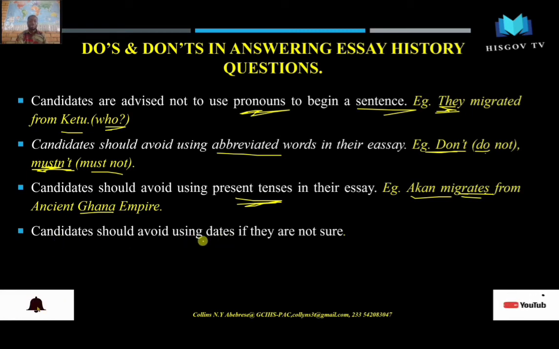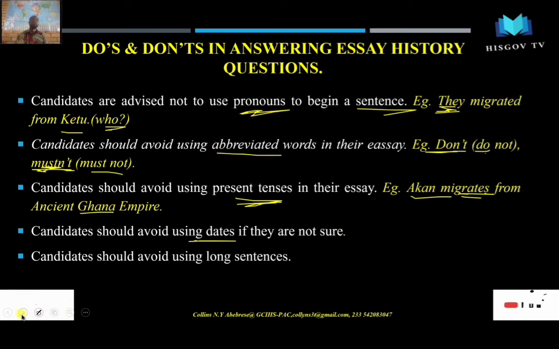Candidates should avoid using dates if they are not sure. Please don't quote a date that you are not sure of. If you are not sure of the date, don't quote it. Just write what you want to write, it's not compulsory to bring a date. Don't quote a wrong date. And some of you, you write and you leave a space as if you want to put the date there, but you've forgotten the date, so you leave a space there and then you continue. Stop it. It's not good.